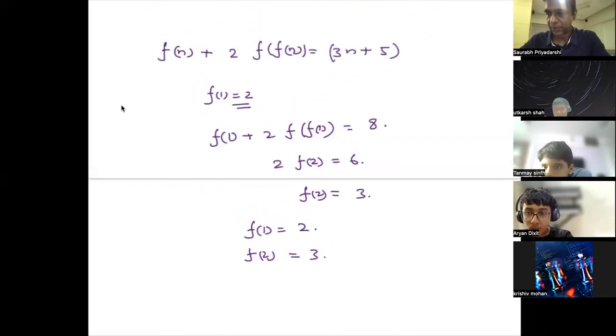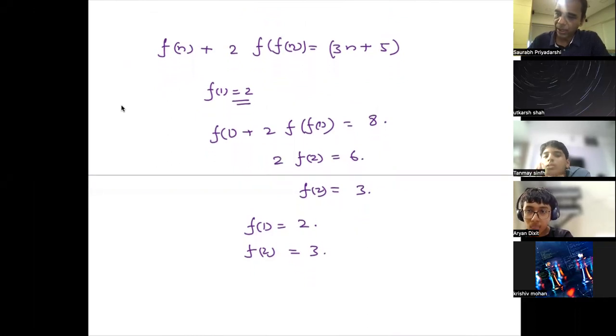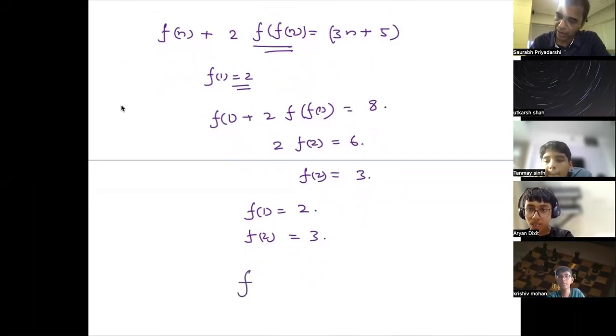Okay, everyone, can you check this? Right. So from this, we can claim that since this is the linear combination, from this I can claim that fn is equal to n plus 1. Right. fn is equal to n plus 1, right?